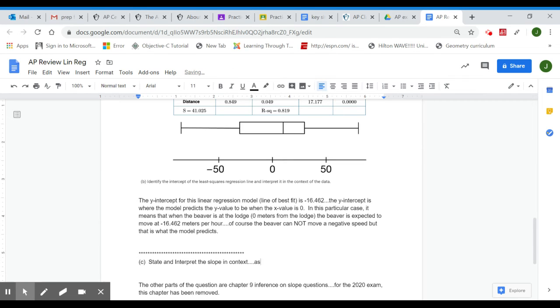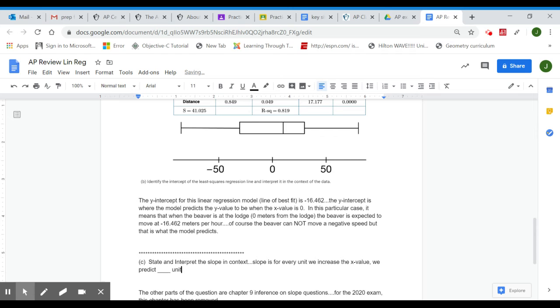Okay, so what we would say slope is: for every unit we increase the x value, we predict blank units of increase or decrease, depending on whether it's a positive or negative slope, in the y direction.